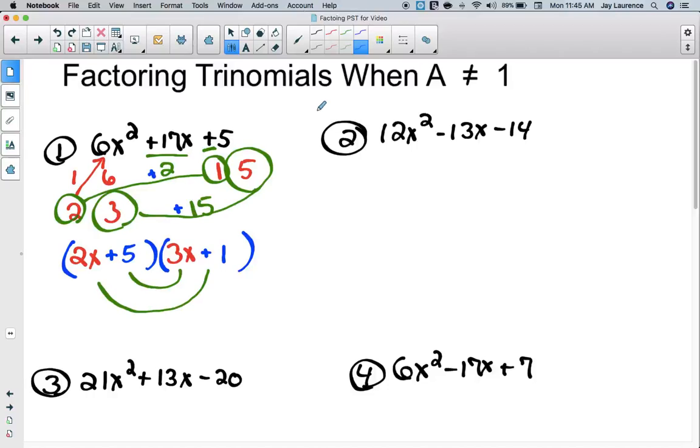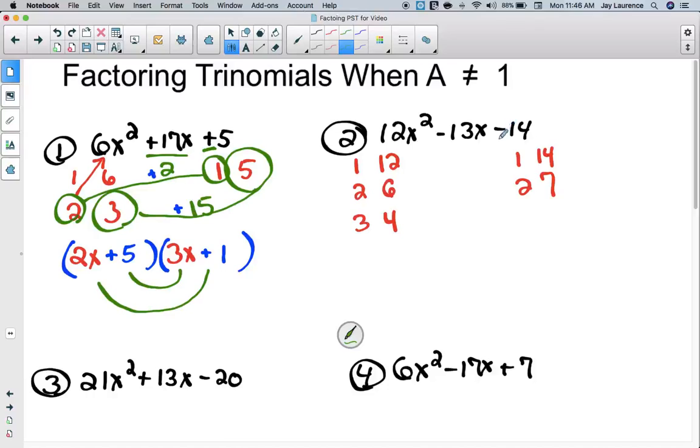Okay, so let's get back to the video here. So I'm going to check for a GCF. There isn't one. There's three terms. Going to check and see if it's a perfect square trinomial. No, not a perfect square trinomial. A is not one, so I'm going to list the factors of A and of C. Now, I'm not going to write down positives and negatives. Man, it just gets confusing. I'm not trying to make this stuff hard.